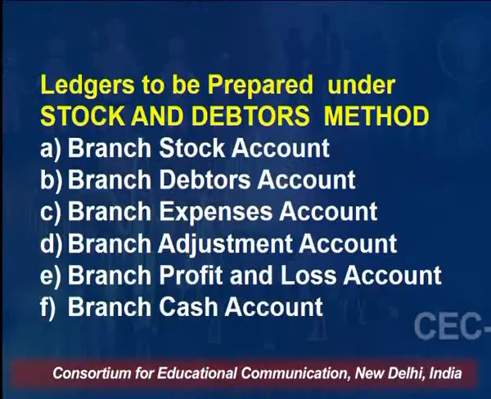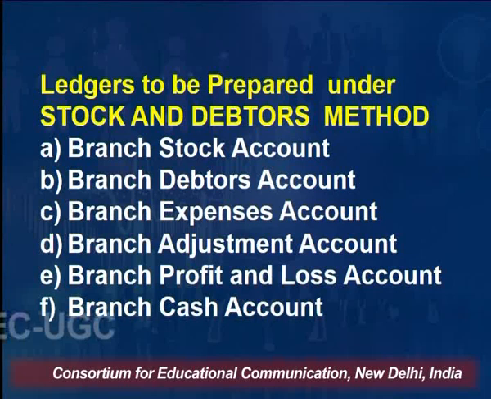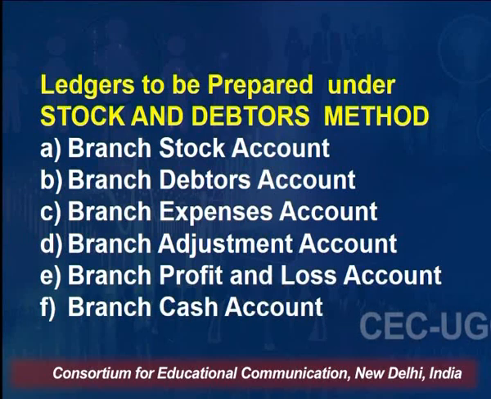So the second method, that is the stock and debtors method, which we are discussing today, is a more comprehensive method. When the branch's turnover is sufficiently large and the branch makes credit as well as cash sales, an alternative method is adopted by the branches, and this method is known as the stock and debtors system. The ledgers to be prepared under this method are branch stock account, branch debtors account, branch expenses account, branch adjustment account, branch P&L account, and branch cash account. These are the accounts to be prepared under the stock and debtors method.